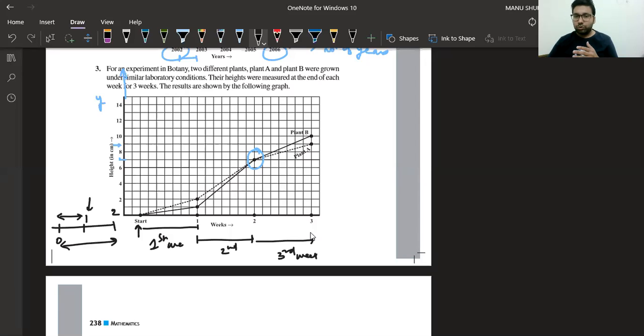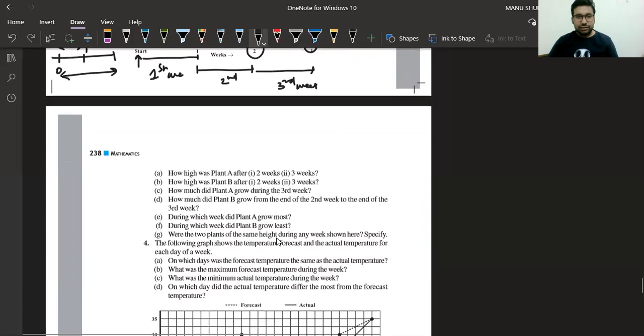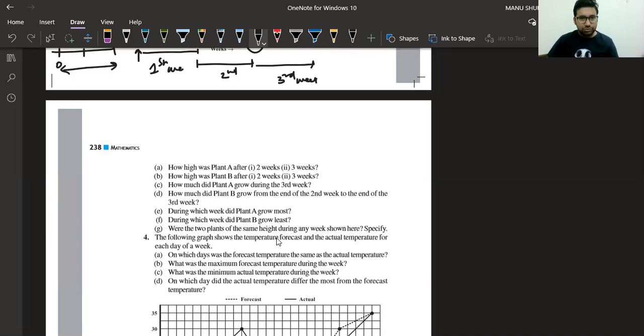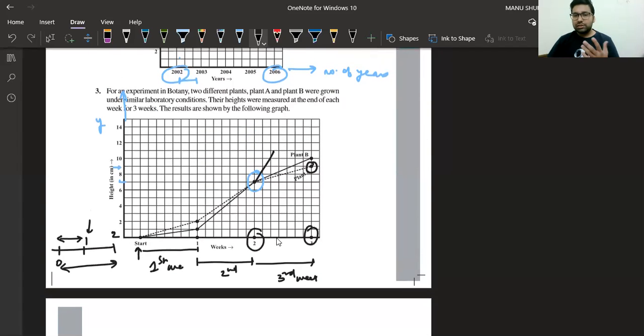The question is asking, in the third week the plant grew by how much? For that we found that at the start of the third week it was 7 centimeters, and at the end of the third week it was 9 centimeters. So initially it was 7 centimeters, finally it was 9 centimeters, so it grew by 9 minus 7, 2 centimeters. Okay, now you understood. Good. Let us see the fourth one. Were the plants of the same height during any week shown here? The question is asking, at any point of the weeks, were they having the same height?